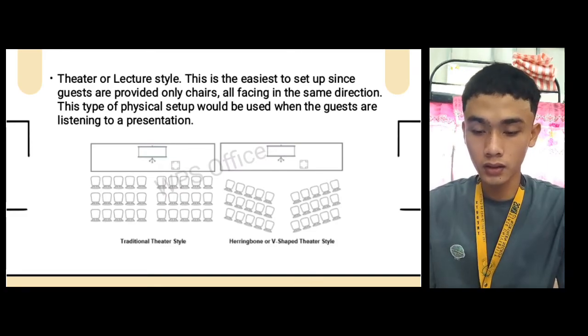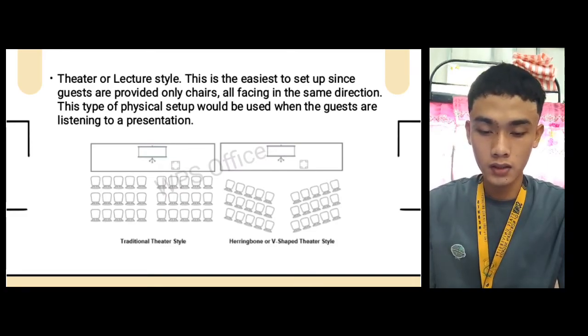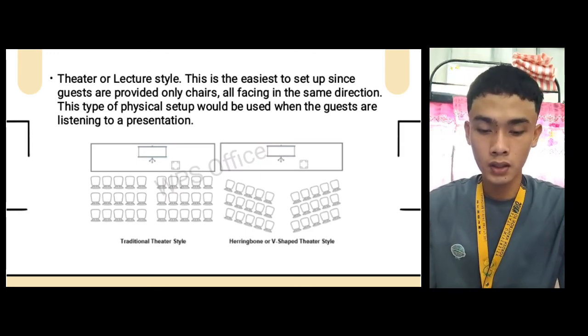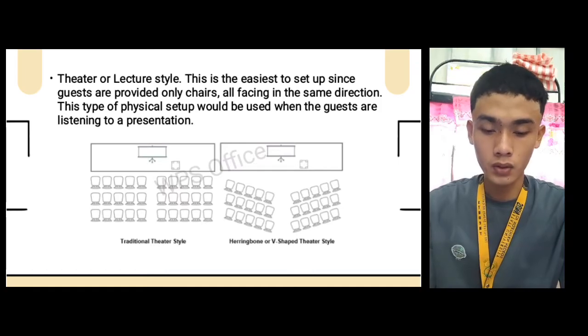Next is theater or lecture style. This is the easiest setup since guests are provided only chairs, all facing in the same direction. This type of physical setup is used when the guests are listening to a presentation. So here's an example of theater or lecture style.